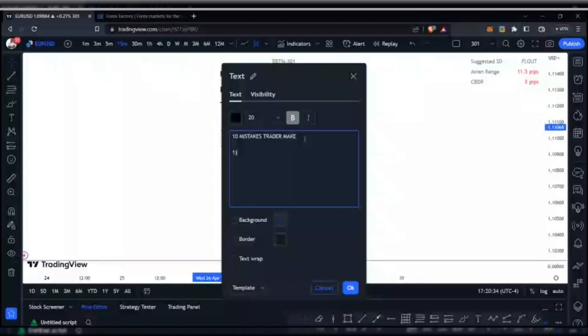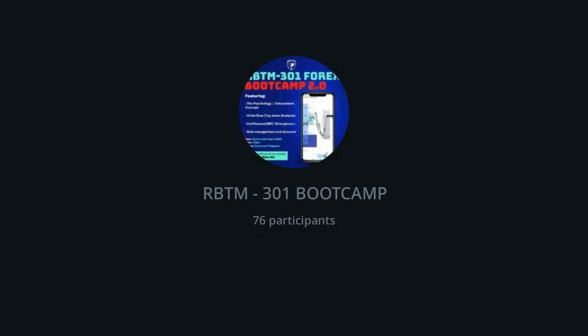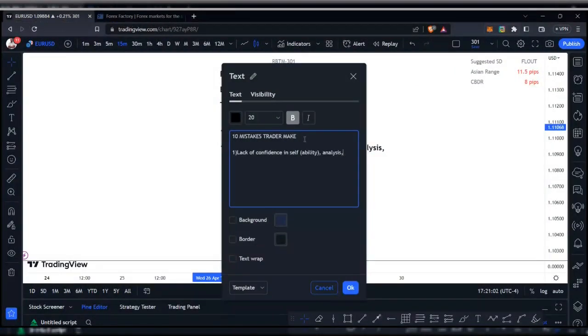One of the first things I've seen is lack of confidence in self. And when I say self, I mean ability and analysis. I wrote here that lack of confidence in self and analysis is generally because of clouded judgment.